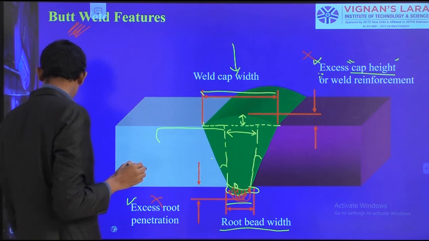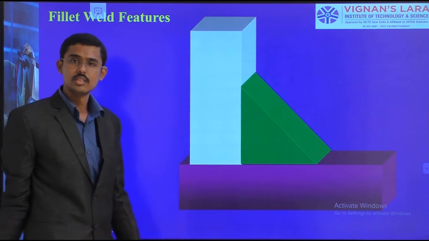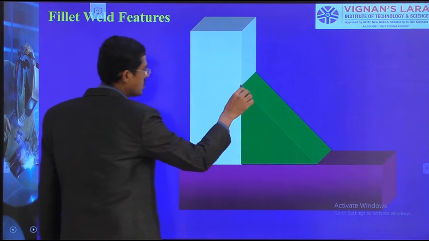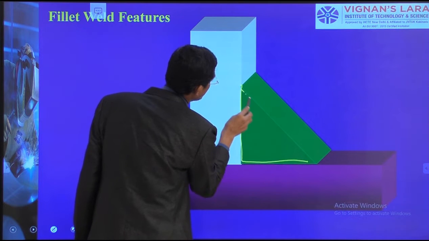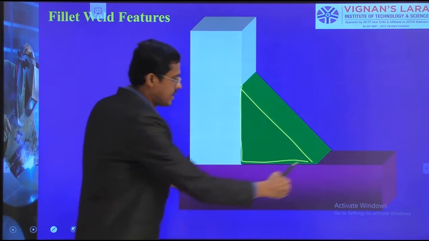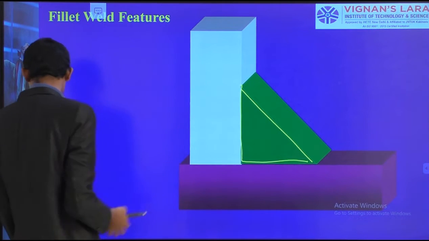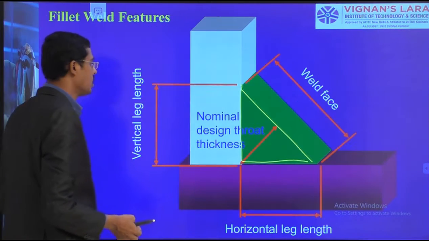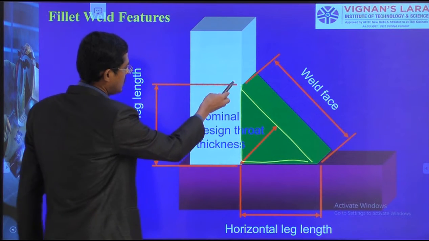Now we want to see about the fillet configurations. So I have taken a corner joint and I have done a fillet welding. This zone when we are welding is called fillet. There is no edge preparation done here. We have kept the 2 pieces as they are and we have done the welding, which is called a corner joint. We call it a fillet weld. So here I want to talk about these terms. This is the height.